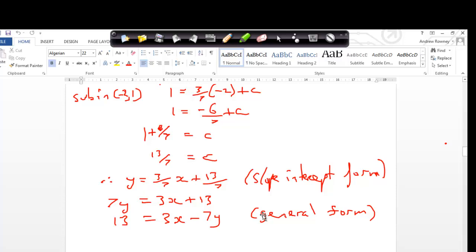The question asks for a general form as well. So we need it in ax take by. First of all, we need to get rid of the denominator. We're going to times everything by 7. So it'll be 7y. If you times 3/7 by 7, 7 cancels, so that's 3x, and this is 13. And now we can rearrange that so it's in ax take by format, and so there's your general form.